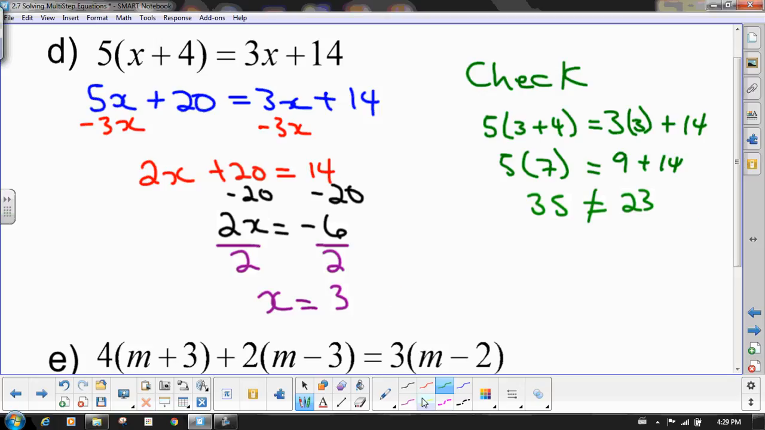So now when I go and I look, I see what my mistake is. Negative 6 divided by 2 is negative 3. So I need to change that. I need to go back and make sure that it's a negative.